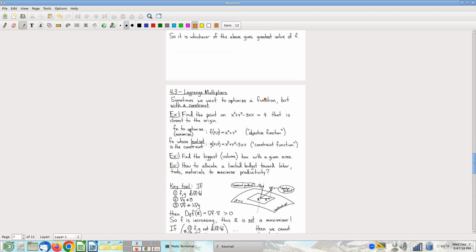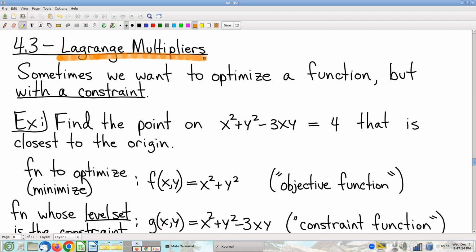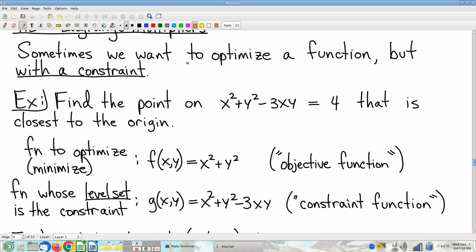Okay, so moving on. Section 4.3. This is called the method of Lagrange multipliers. First, I want to define some terms and the category of problems that we're talking about. We want to find the biggest value of a function, but with a catch. This is not just the actual total biggest value of the function. It's the biggest value of the function among points that satisfy a requirement, what we call a constraint. Altogether this is called constrained optimization.